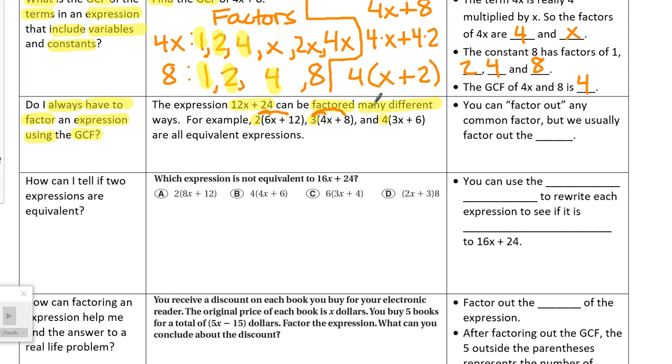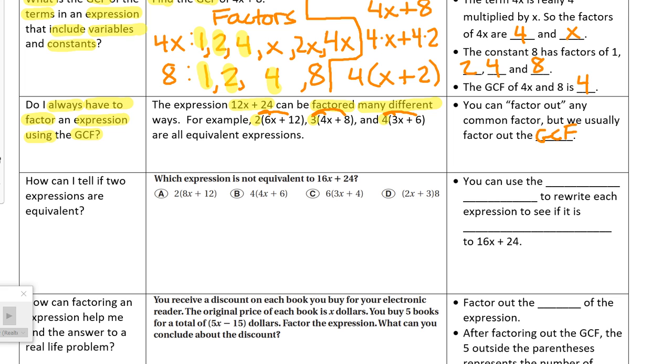And how about this one? Hopefully you know it now. You have a factor next to parentheses. That factor is going to distribute to all of the terms in the parentheses. 4 times 3x is 12x. 4 times 6 is 24. So all of these expressions are equivalent to 12x plus 24. So you can factor out any common factor, but we usually factor out, let's see, 4 is the GCF. We usually factor out the GCF.